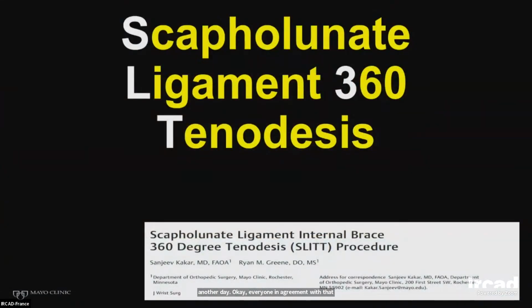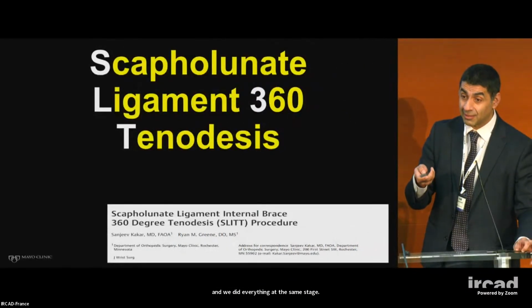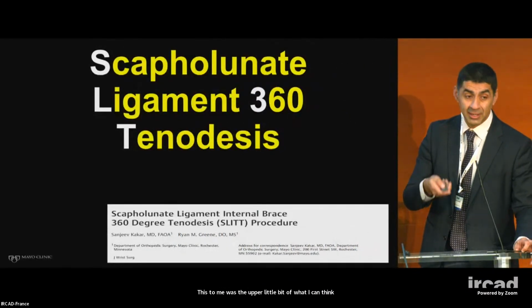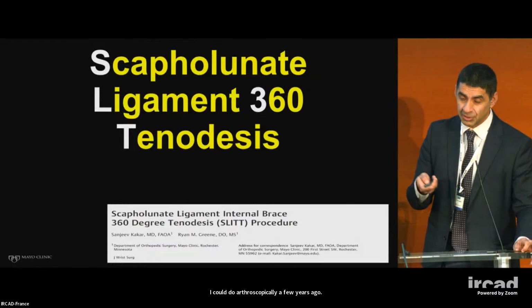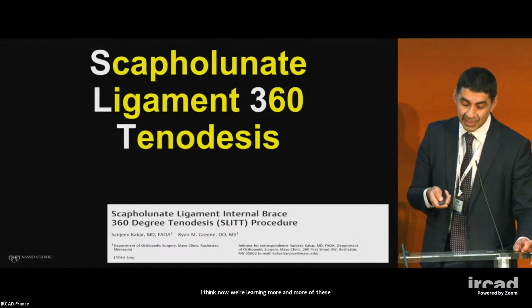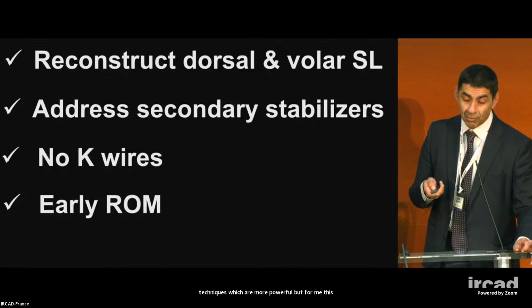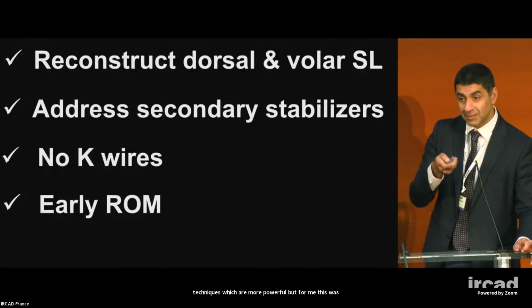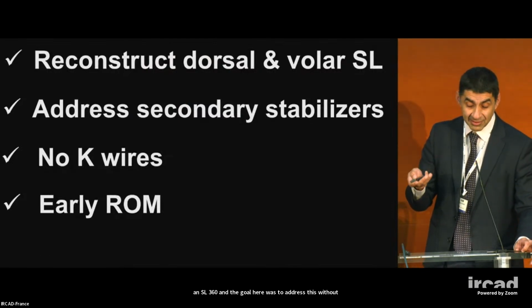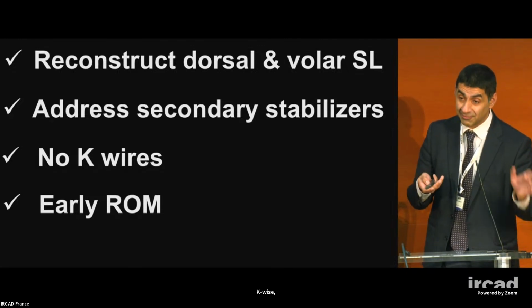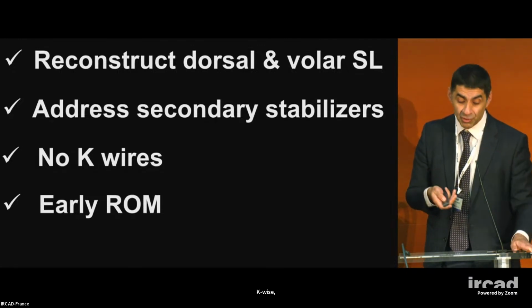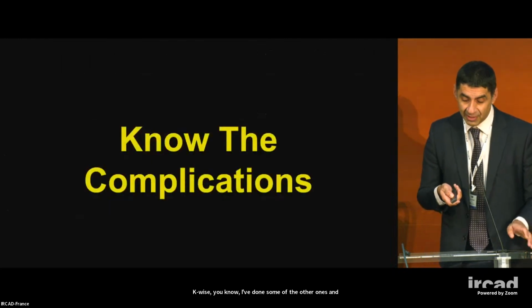So for me, this patient, I did scope him at the time, and we did everything at the same stage. This to me was the upper limit of what I think I could do arthroscopically a few years ago. I think now we're learning more and more of these techniques, which are more powerful. But for me, this was an SL360, and the goal here was to address this without K-wires. I've done some of the other ones, and you leave the K-wires in for 10 weeks, and they can't move. So I wanted to get these patients moving earlier.